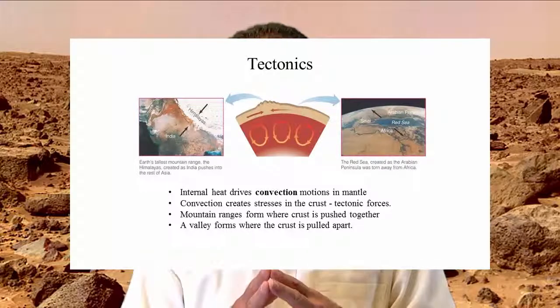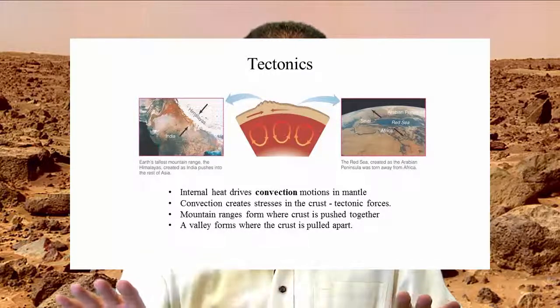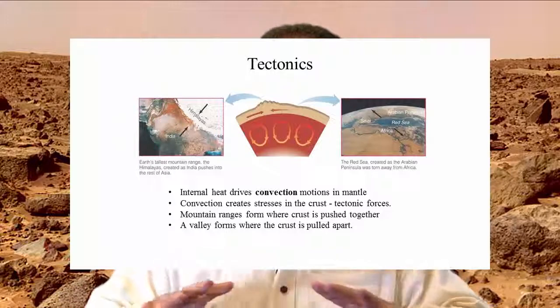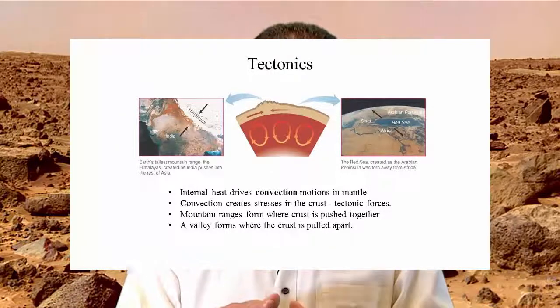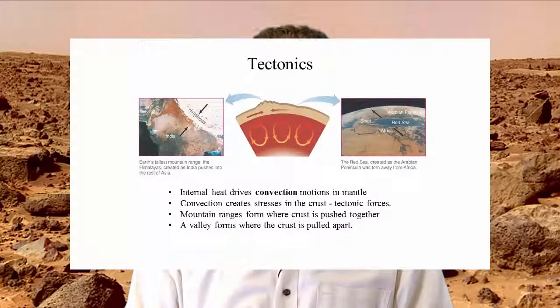On the right, we see the Red Sea region. Here the Red Sea is an area where the crust is being stretched apart, and we have a much lower depression, which again has filled in with seawater.